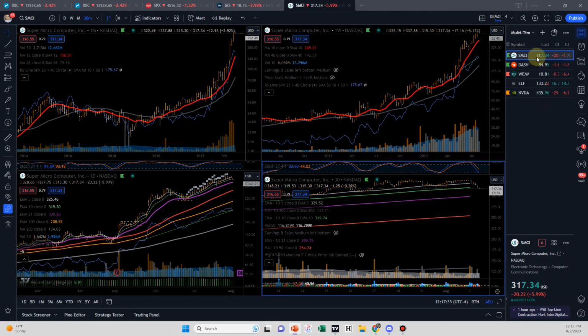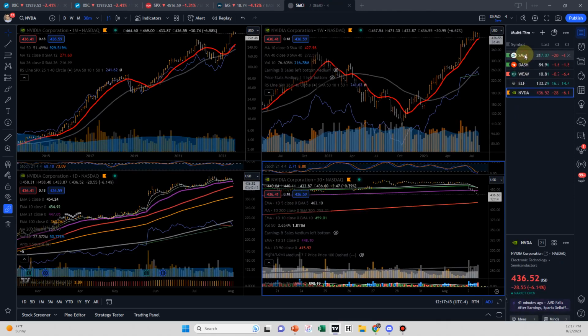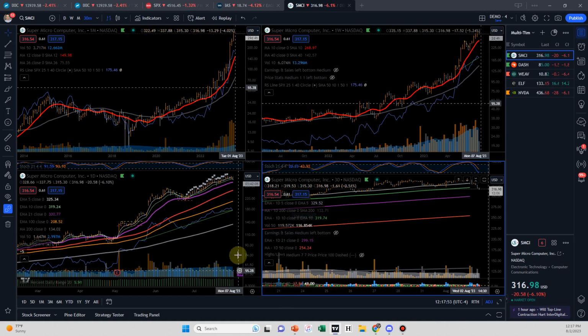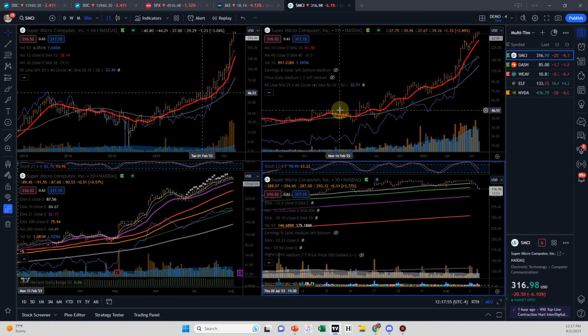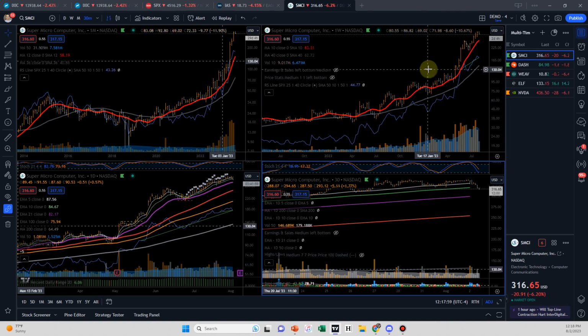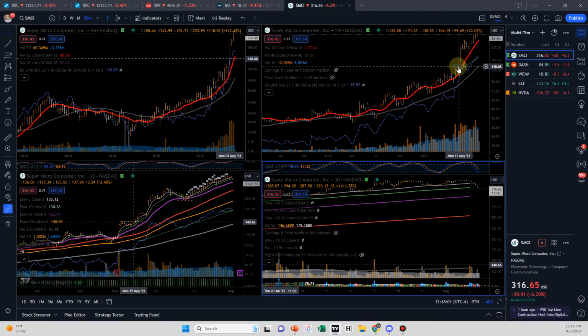The reason why I've selected these names is I've traded each of these, except for NVIDIA. NVIDIA's been on the radar for a long time, but I haven't traded that one. Many of you have, though. Let's start off with SMCI. So SMCI, the first setup, the first time that it came on the radar was way back here in May.